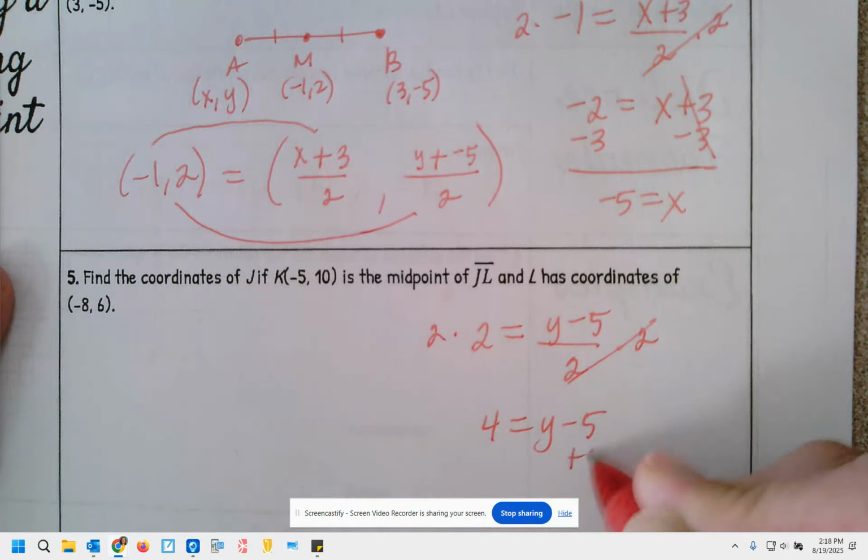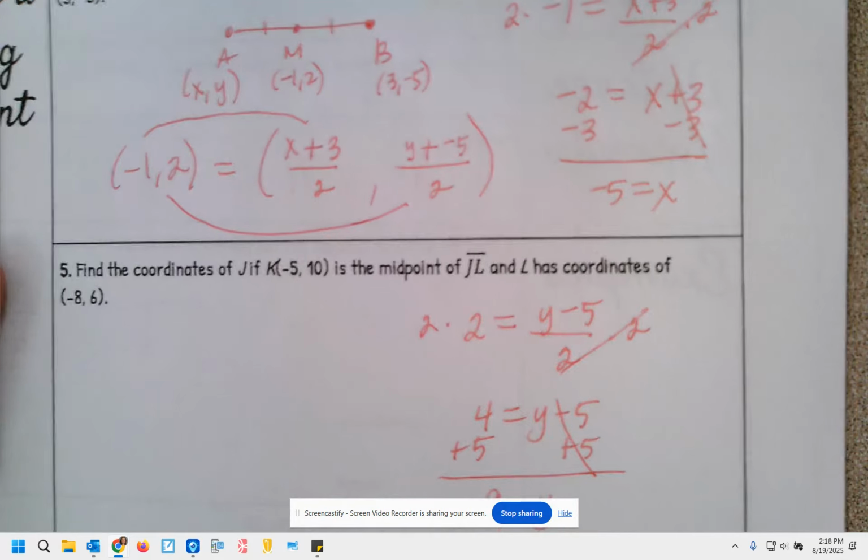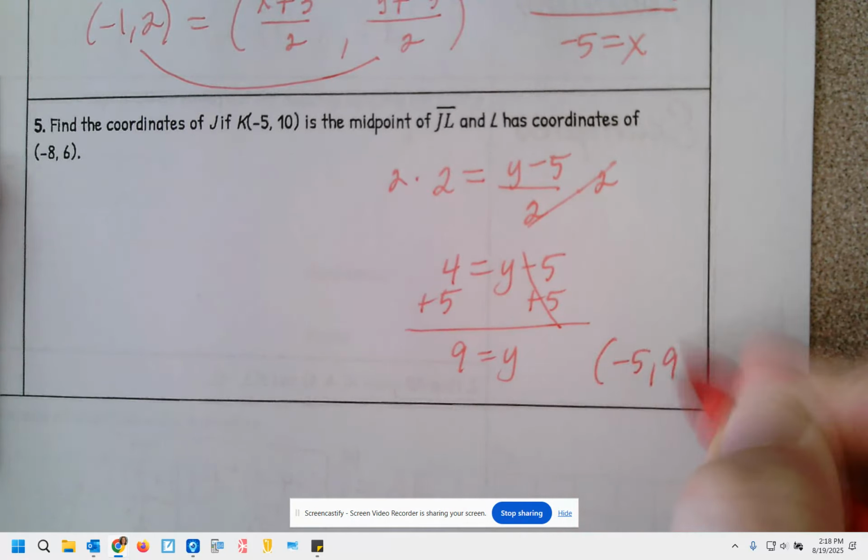And in this case, the coordinates of the endpoint I'm looking for would be -5, 9.